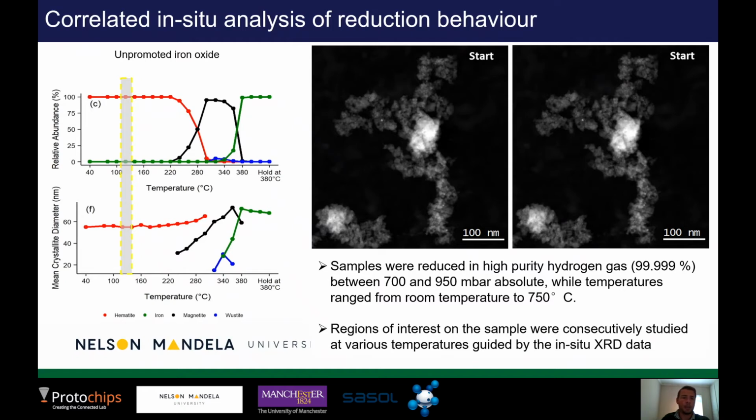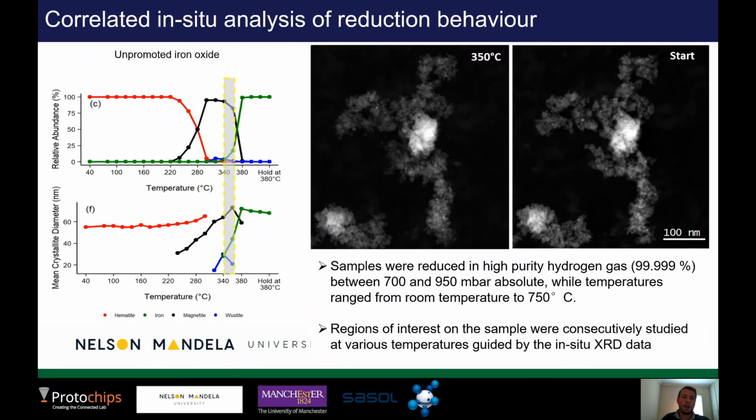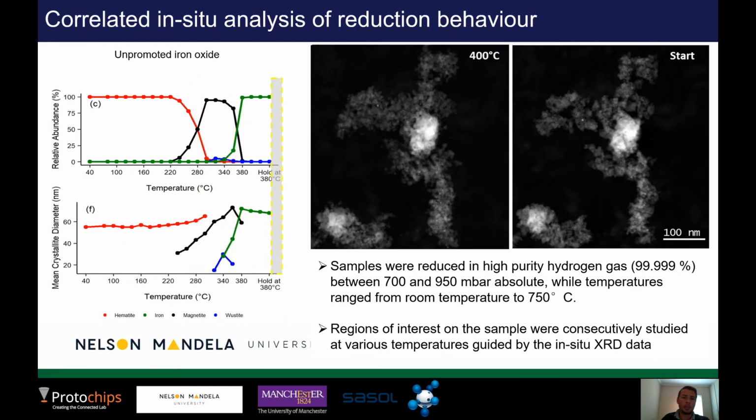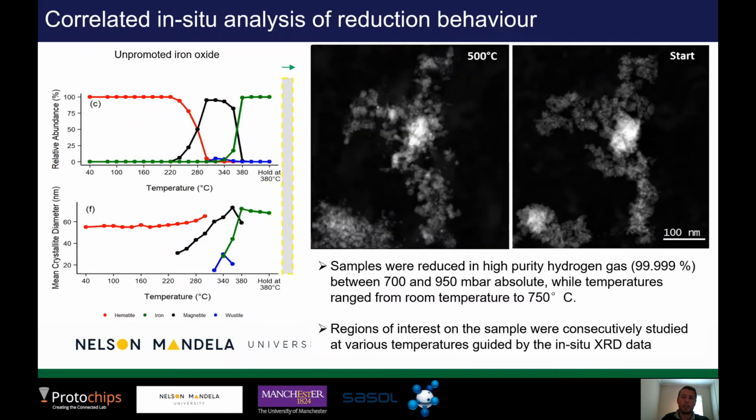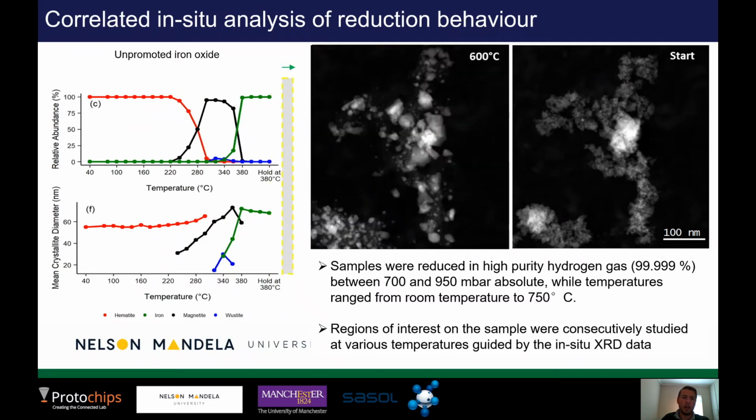Here's an example of an unpromoted iron oxide precursor and the several steps of how the morphology changes with different reduction steps as we go along. You can see that we're looking at the same area the whole time. It's correlated, so you don't have to try and interpret findings between different areas. And over there, you can see a nice depiction of how the morphology changes over time.